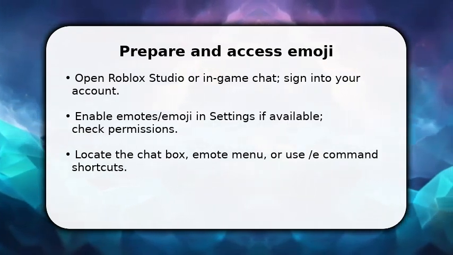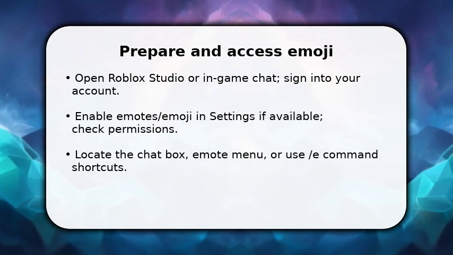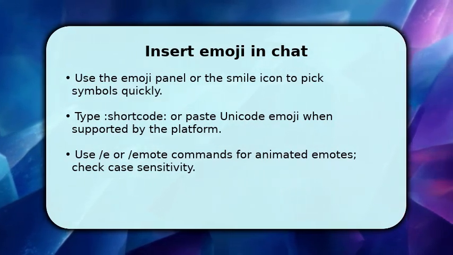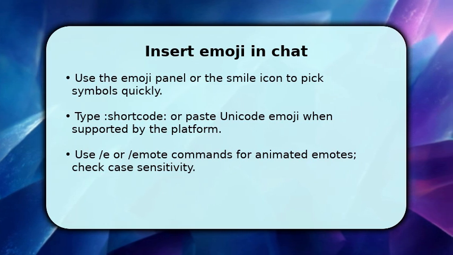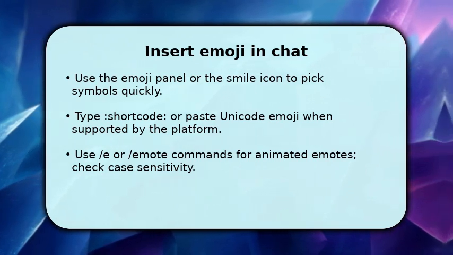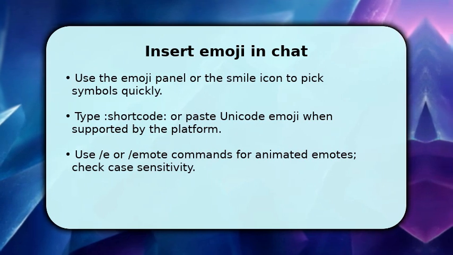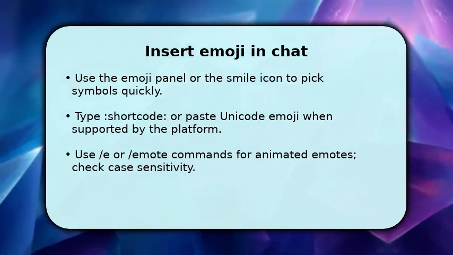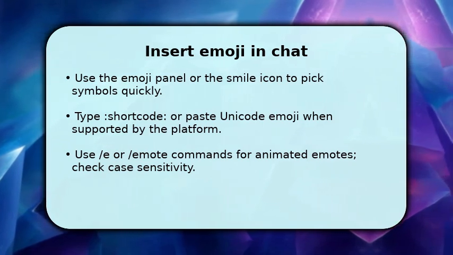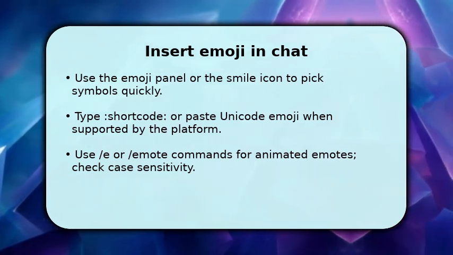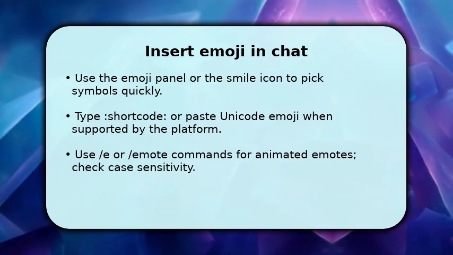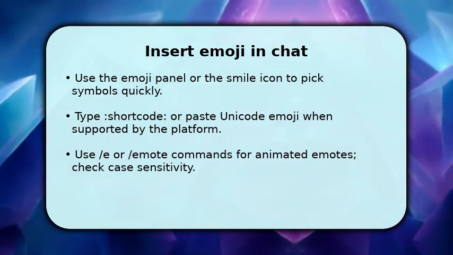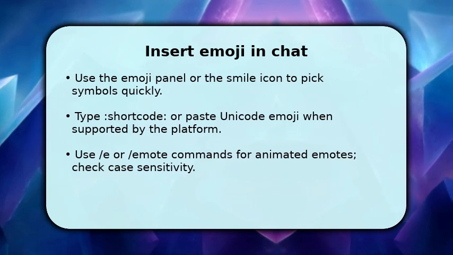Now you add emoji to your messages. Open the emoji panel or click the smile icon in chat and pick the symbol you want. If the game accepts text shortcodes, type them exactly like wave, or paste a Unicode emoji directly. This matters because some places accept only one method. For animated emotes, use the /e or /emote commands and include the correct name. This triggers animations rather than static icons. Make sure to watch how others send emoji so you match the expected format.